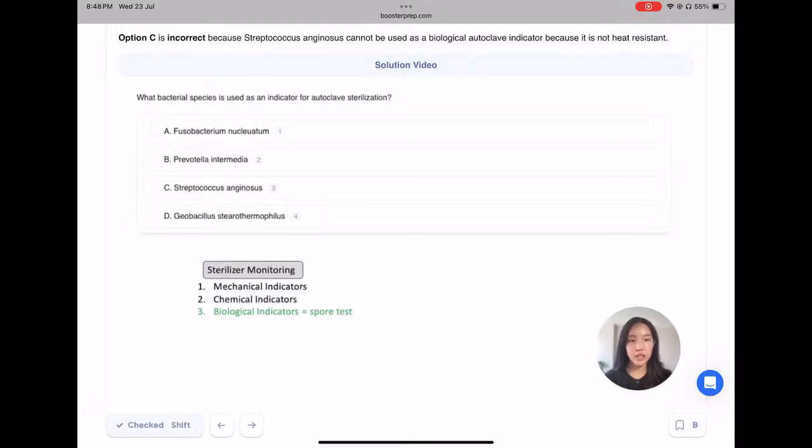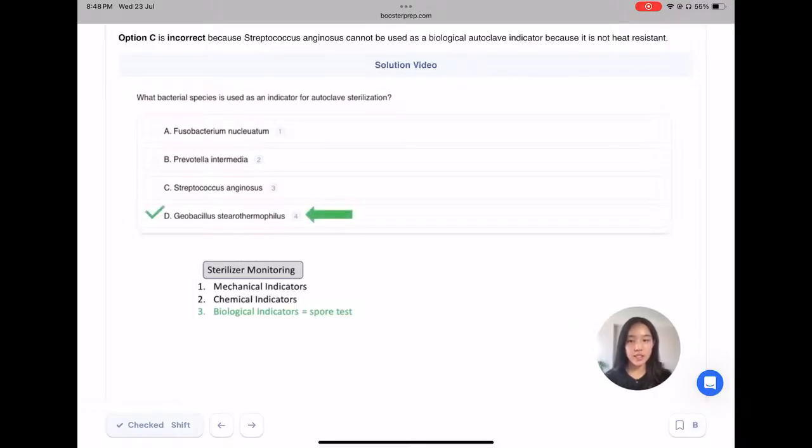The biological indicator is typically a bacterial endospore that is highly resistant to heat and is used to measure the microbial killing power of the autoclave. We want it to be heat resistant because we know that if the autoclave is capable of killing this indicator, then it will be capable of killing our common bloodborne bacteria and viruses.